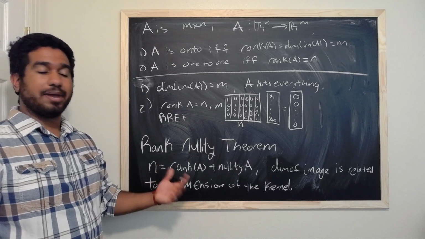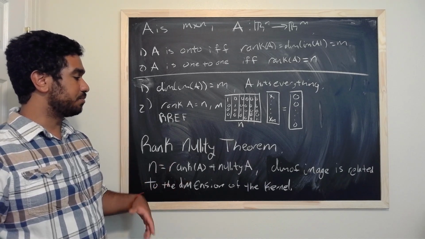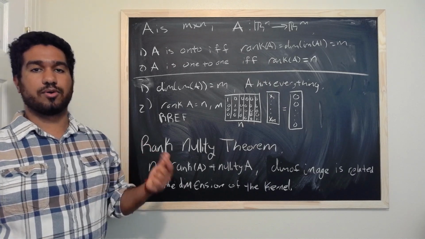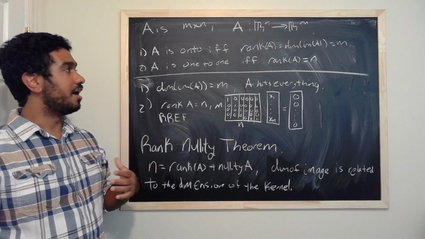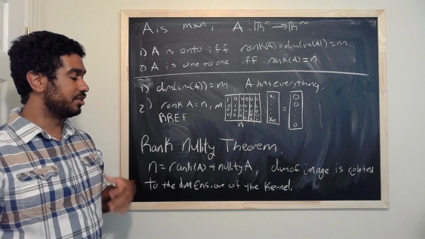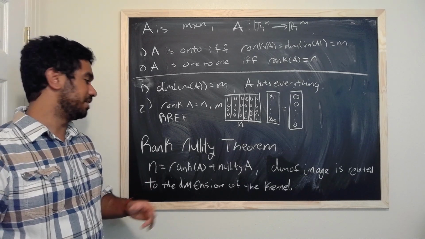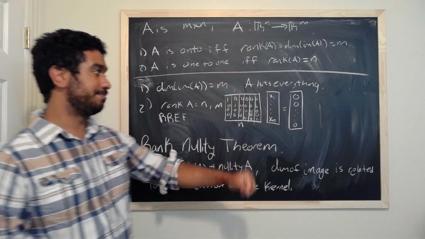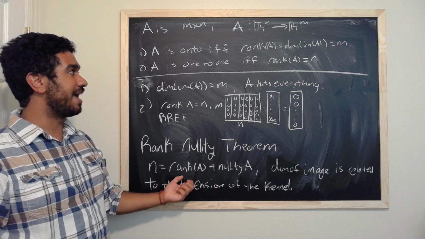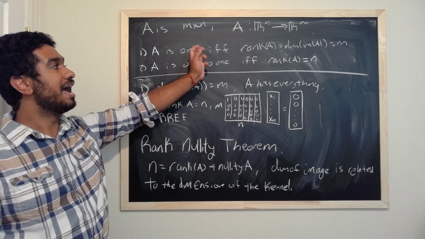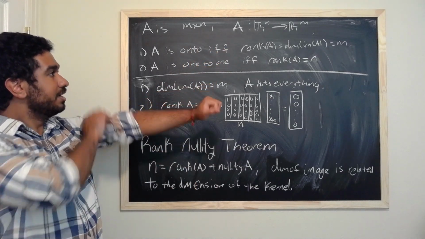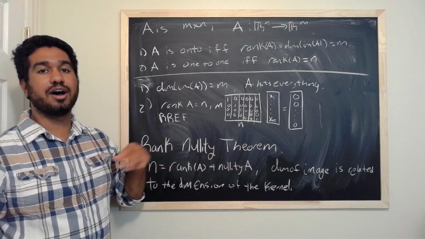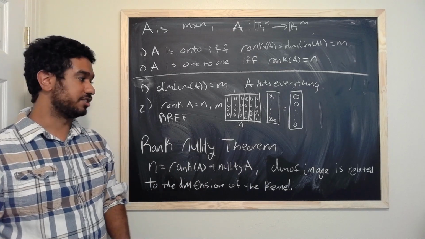After we look at the rank of our matrix, we can have a better understanding of this. We can talk about the rank nullity theorem. The rank nullity theorem gives us a correlation between the rank of a matrix and the dimension of the kernel of that matrix. It says n, the dimension of our input space, is equal to the rank of A, the dimension of our image, plus the nullity of A, the dimension of the kernel of our function.